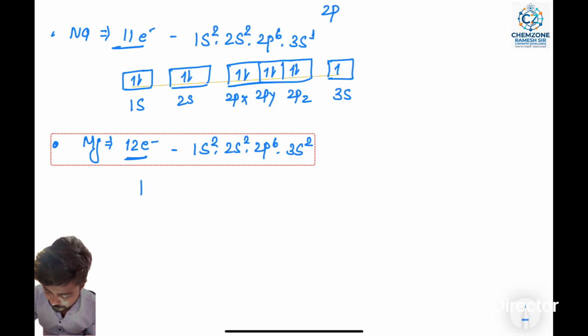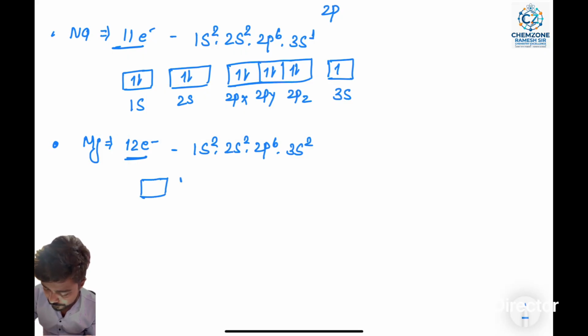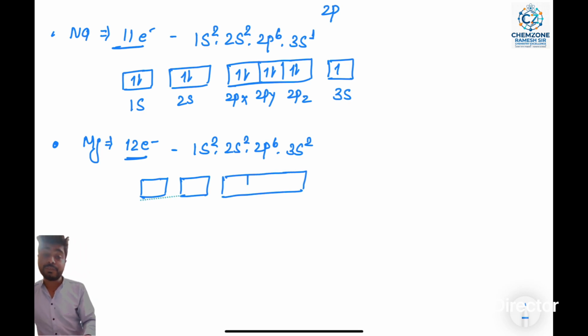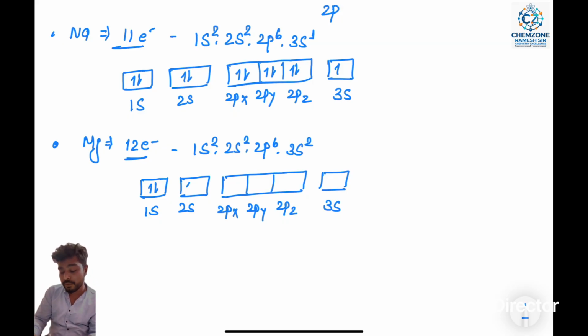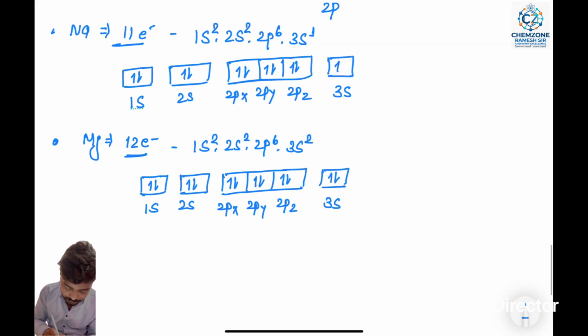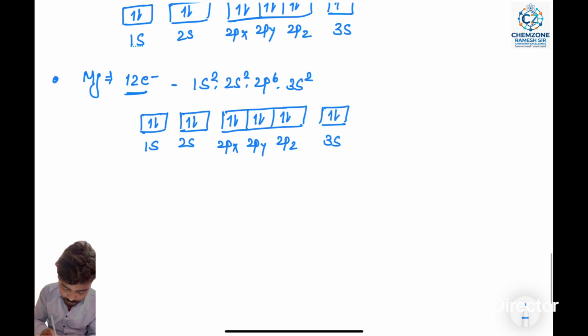So I mention the structure: 1s, 2s, 2p and 3s. 1s, 2s, 2px, 2py, 2pz, and the last one is the 3s. So overall all orbitals are filled with electrons. Okay, so 1, 2, 3, 4, 5, 6, 7, 8, 9, 10, 11 and 12. Okay, overall 12 electrons are filling these orbitals.